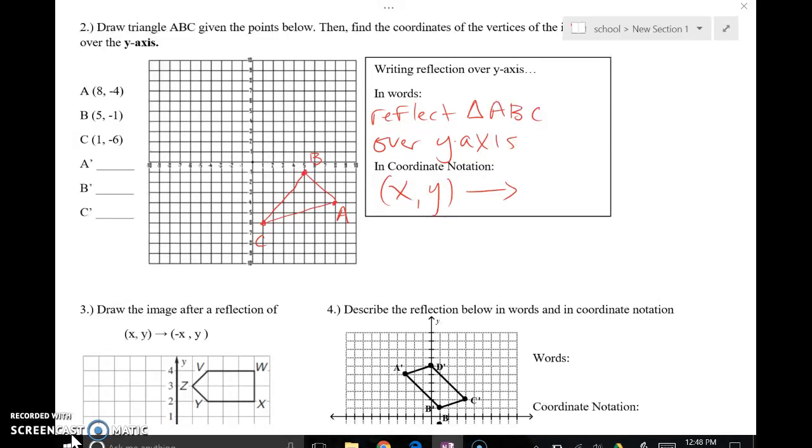Sticking with the same idea previously, we want to make sure that we are equidistant from the line of reflection. At the moment, A is currently 1, 2, 3, 4, 5, 6, 7, 8 units to the right of the y-axis. Now we're going to be 8 units to the left. 1, 2, 3, 4, 5, 6, 7, 8. There's my new A value. I could go with my B value. It's currently 1, 2, 3, 4, 5 units right. So now I'm going to go 5 units left. 1, 2, 3, 4, 5.